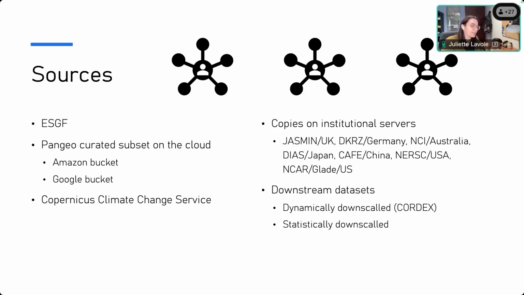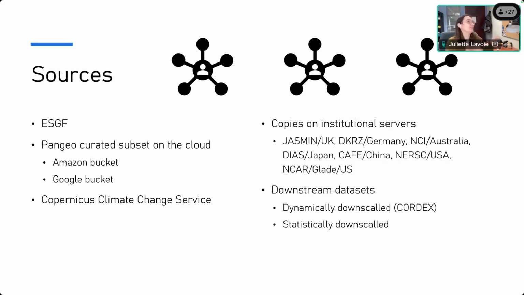When we try to understand the usage of CMIP6 data, we also need to take into account the copies that are on institutional servers, which would have been downloaded once from the ESGF, but people might be using them multiple times and multiple people might be using them. So we have to keep in mind that we won't be able to know the usage from those copies.